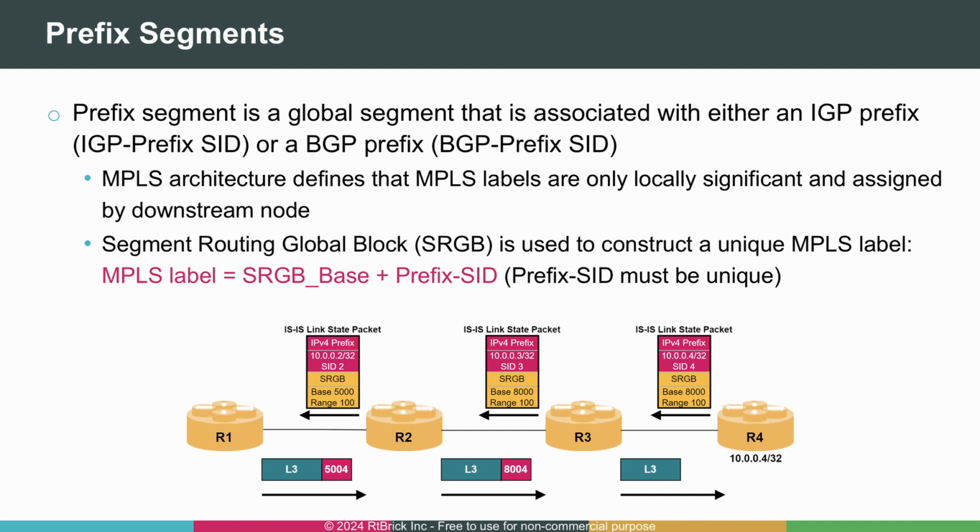This example highlights why using a consistent SRGB across all nodes is operationally beneficial. It eliminates the need for intermediate label swaps and ensures uniformity across the network.